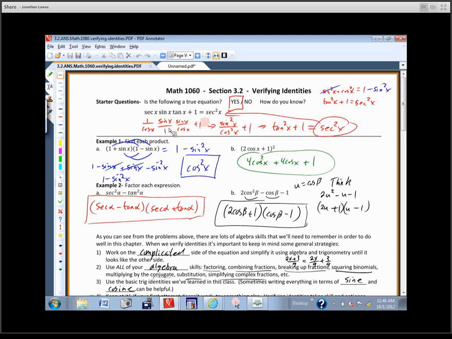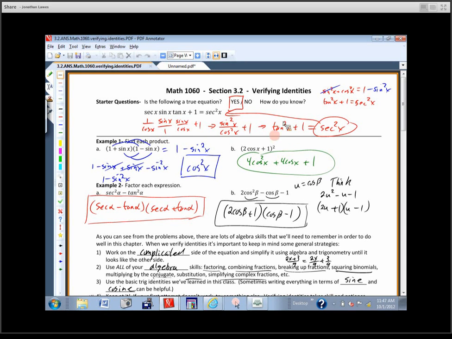It was a pretty simple identity. And basically the idea is they're asking, when they say verify an identity, show that this actually is a true equation. Show that this side would equal this side. So we went through on this one, we wrote everything in terms of sines and cosines, using those basic identities that we've already learned, okay, the stuff from chapter 1, and then kept simplifying.